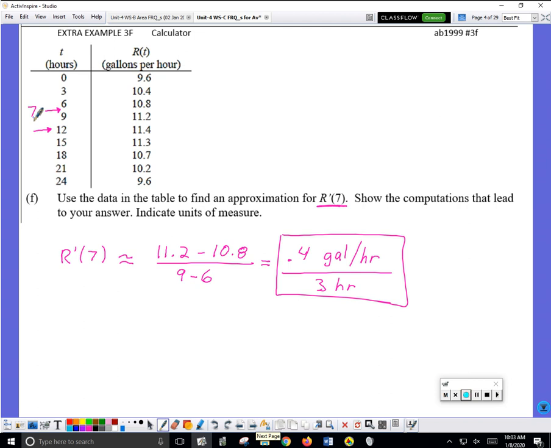If I'm trying to find how fast the rate is changing at 7, all I can do is compare what's happening near 7. I don't have any other option. So it actually makes it easier for you, because all you can do is say, well, during the 3-hour time period that includes time 7, the rate is definitely going up. The rate's going from 10.8 gallons per hour to 11.2. And that's occurring over a 3-hour time period. So this is my approximation for how fast R is changing at 7. So again, R prime means how fast is R changing at 7. The rate is going up by 0.4 gallons per hour every hour. Questions?